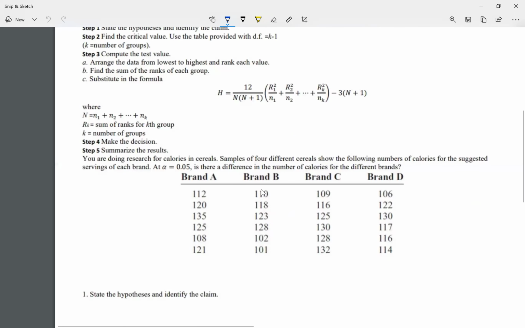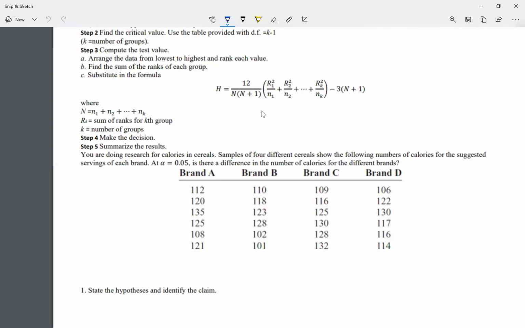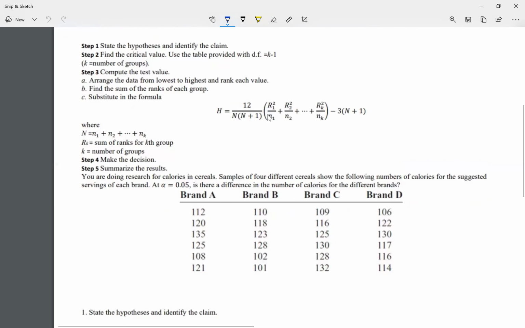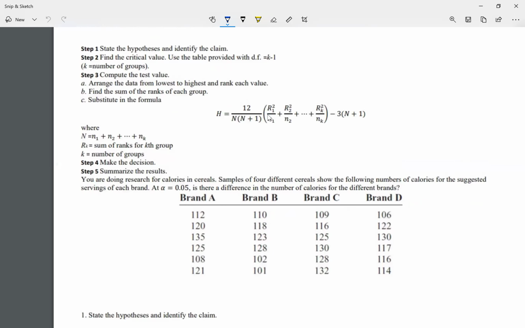And then we're going to make a decision based on our test value. We're going to compare it to our critical value. Remember, the critical value, we get it from the table. The test value, we get it from this formula. And the last step, we're going to make a decision and summarize the results.